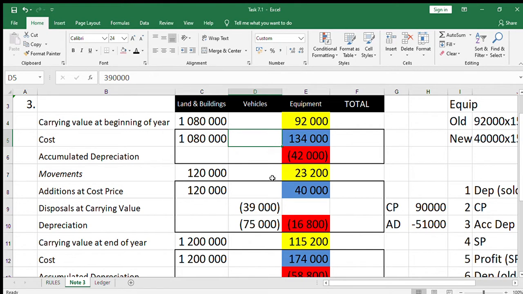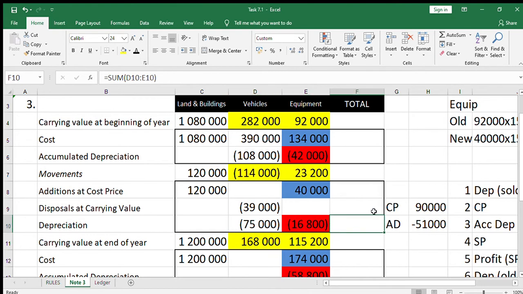Vehicles. The cost price at the beginning of the year is 390,000. The accumulated depreciation is 108,000, given to you. We'll then calculate the carrying value. There were no additions, so we'll now work out our movements, which is just minus 39,000 minus 75,000, which is in brackets 114,000. To get our carrying value at the end of the year, we're going to do the same thing we did for equipment. So 282,000 minus 114,000 will give us 168,000 at the end of the year.